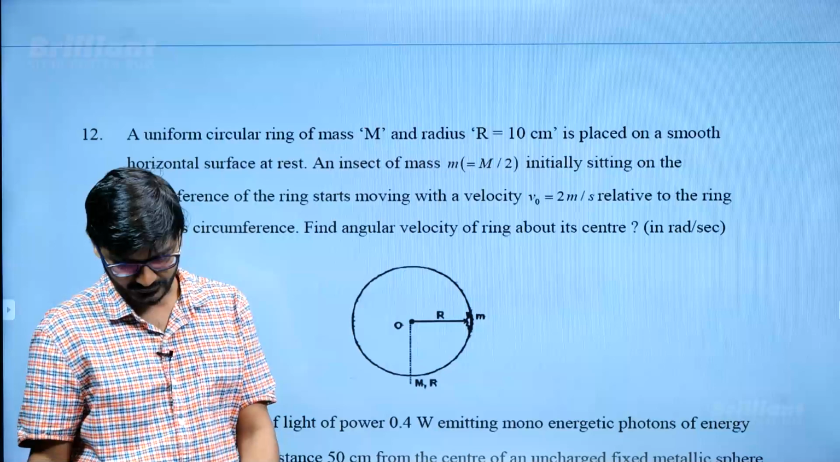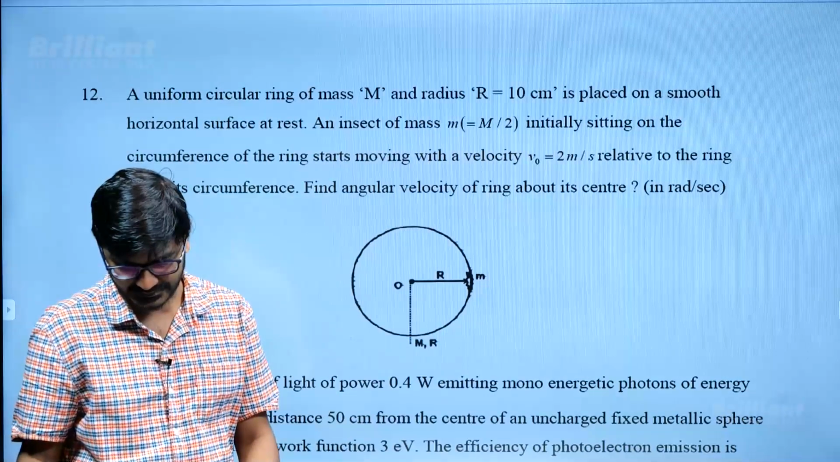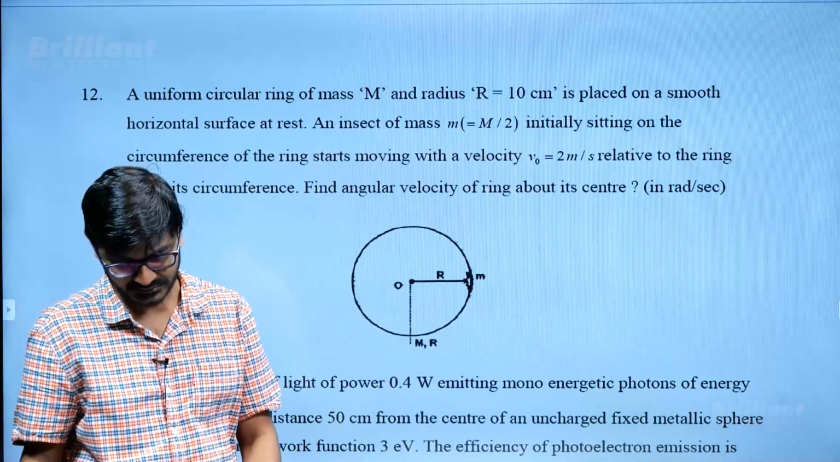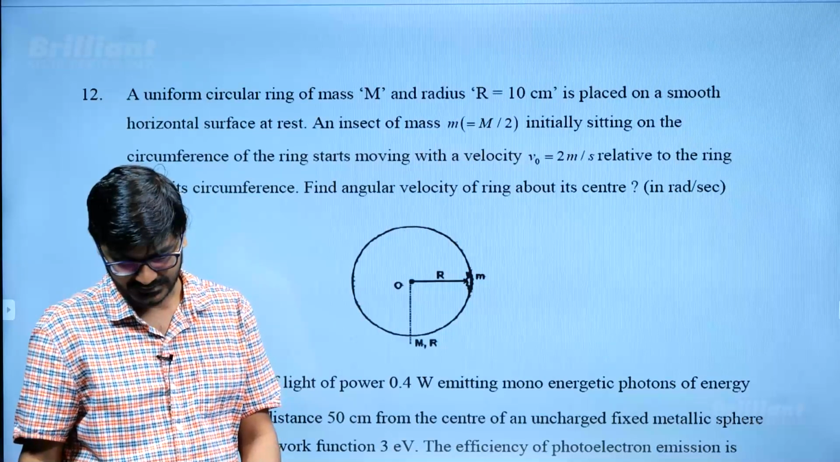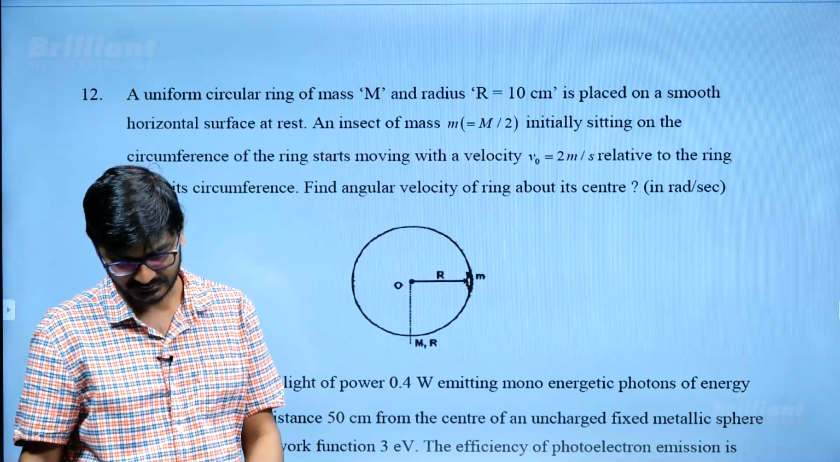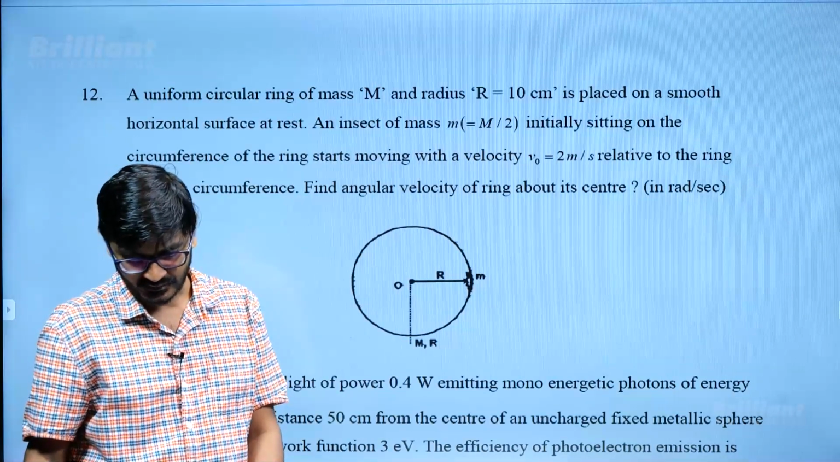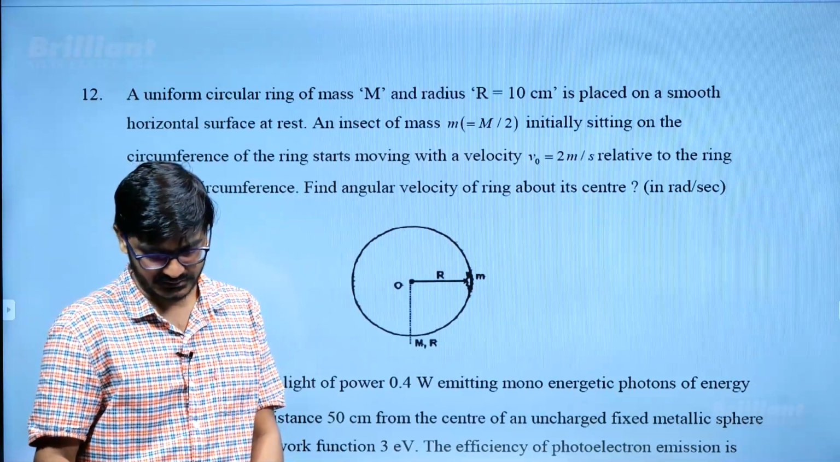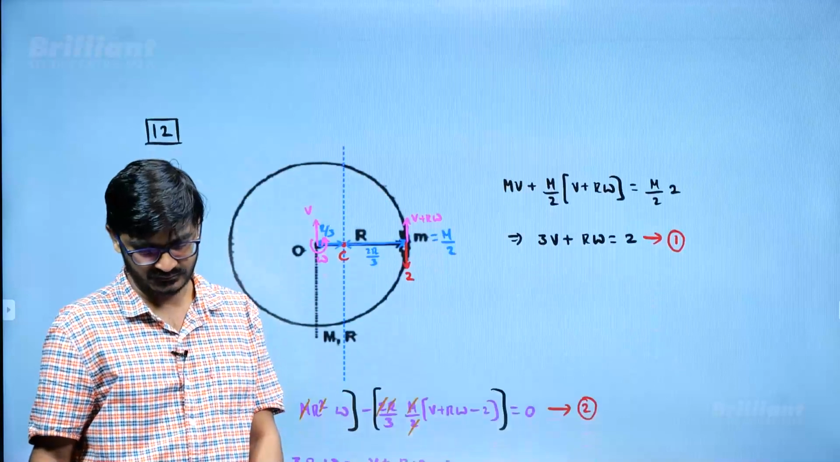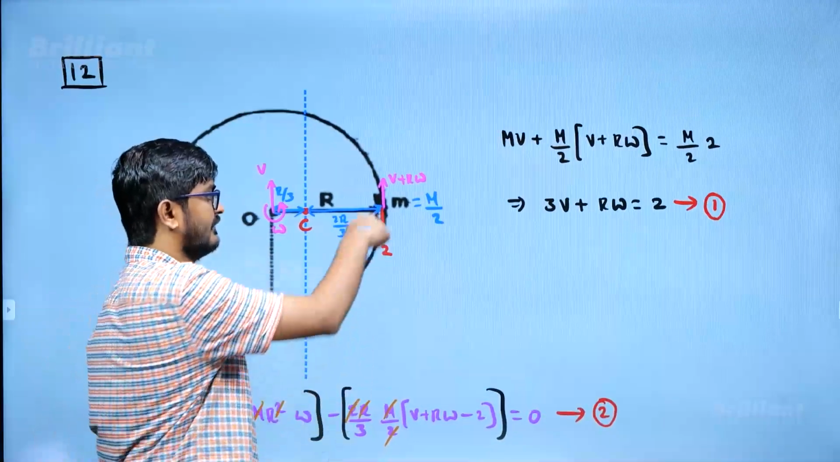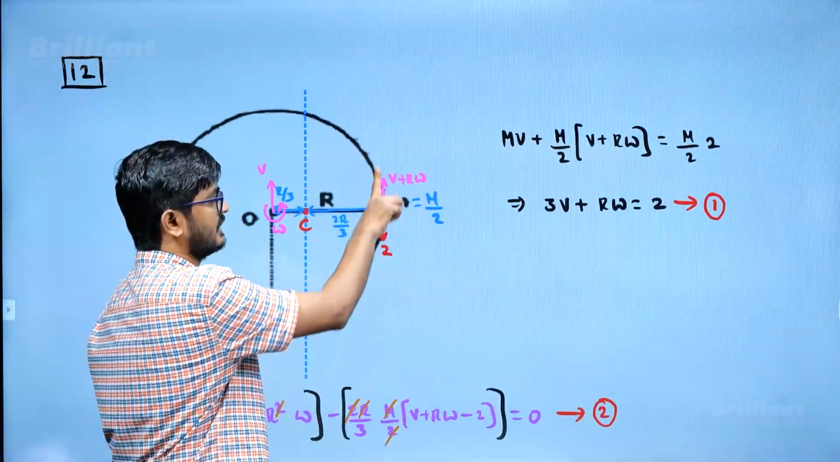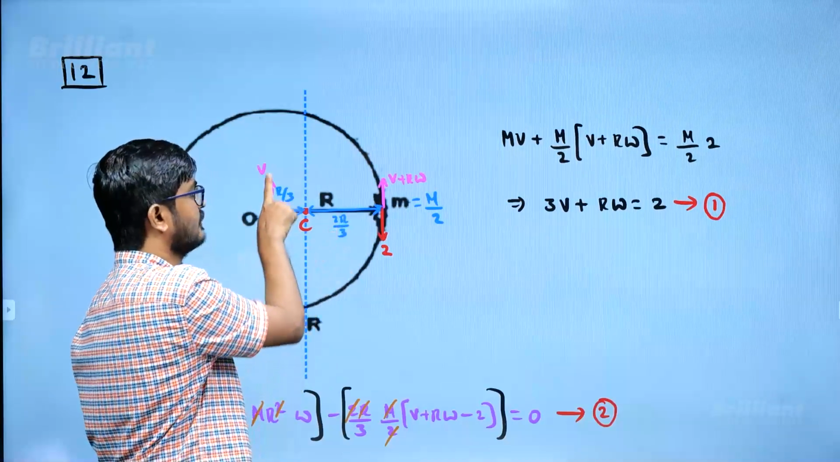The next question, a uniform circular ring of mass m and radius 10 cm is placed on smooth horizontal surface. An insect of mass m sitting initially on the circumference of the ring starts moving with a velocity 2 relative to the ring along its circumference. Find the angular velocity of the ring about its center. So what I can see here is, if an insect is moving, it will be applying friction on the ring in this direction. So ring center of mass will be moving in this direction.